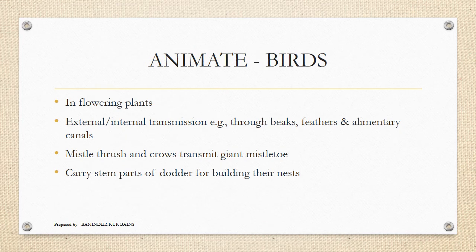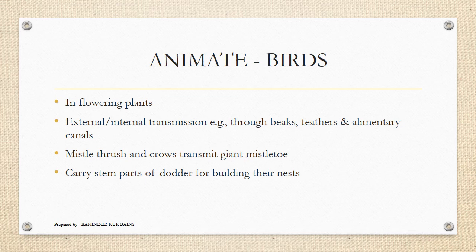And next is birds. The birds basically transmit the diseases in flowering plants because they feed on the flowering plants or they make their nests on the trees. So they also transmit different diseases. Like insect vectors, they also carry out external and internal transmission, means they can carry externally through their beaks, feathers, or internally in their alimentary canals. For example, when they feed on the infected food or infected plants, then they carry the spores or pathogens, and through their waste it gets transmitted to distant places.